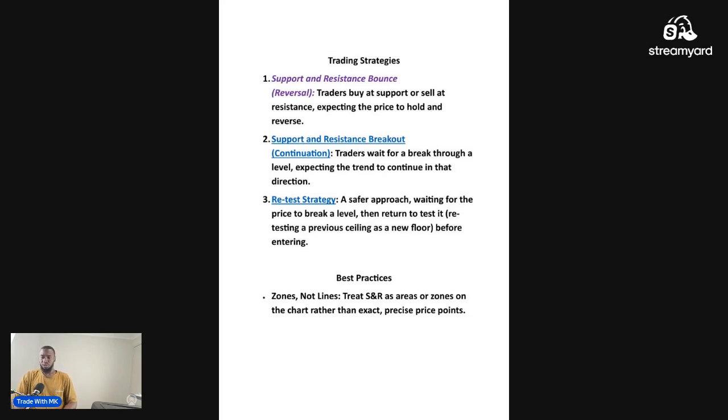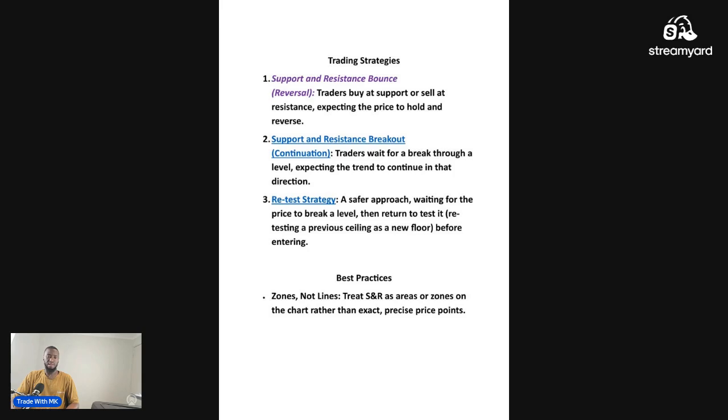Trading strategies. There are a lot of strategies with support and resistance. People use it in many different ways. They apply it to their own strategy. They don't just trade blindly. They combine it with different strategies or indicators they have. They also combine it with price action, so together they get stronger.